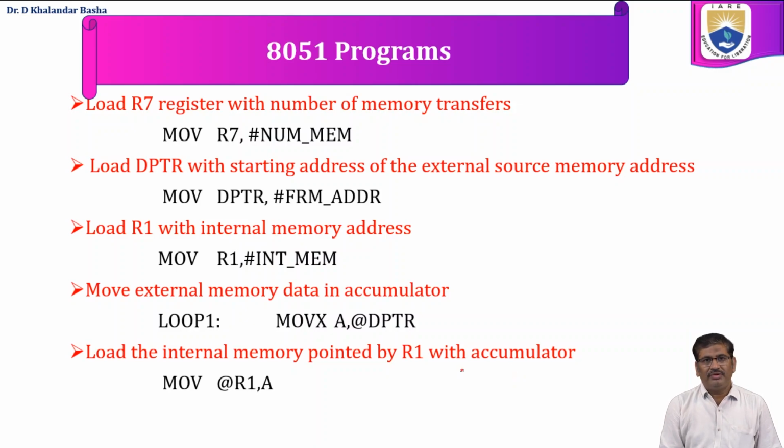Next we will fetch the data from the external memory through MOVX, where the MOVX instruction is used for accessing data from the external data memory. So MOVX A, @DPTR. Now from the accumulator we will load into internal memory, where the internal memory address is in the R1 register. For that, MOV @R1, A. So from external memory we copy the data into the accumulator, and from the accumulator again we load it into the internal memory.